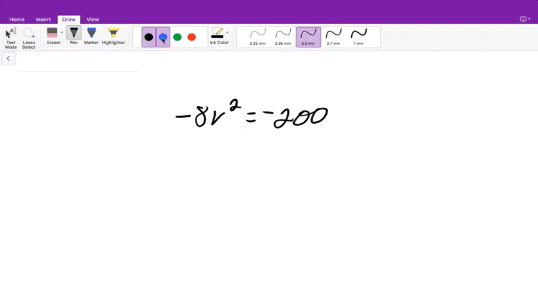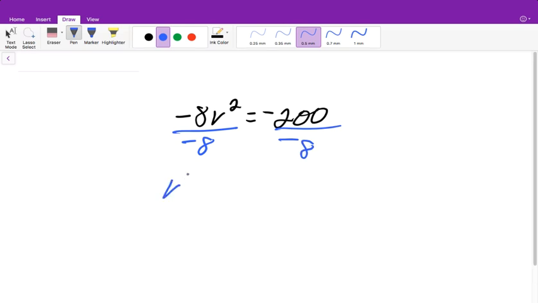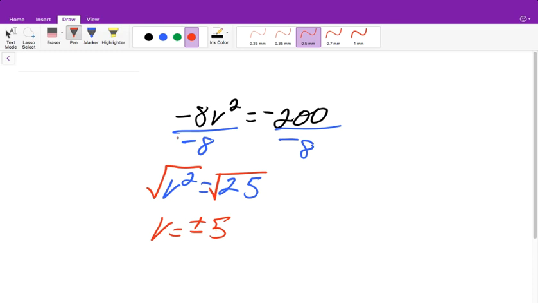All right, so now for this problem, same thing, we need to isolate our variable that's being squared. The directions will say solve by taking the square root. So we divide by negative 8, divide by negative 8. And then we get v squared is equal to positive 25. And then we need to go ahead and take the square root to get rid of our square. So we take the square root, v is equal to plus or minus 5, right?